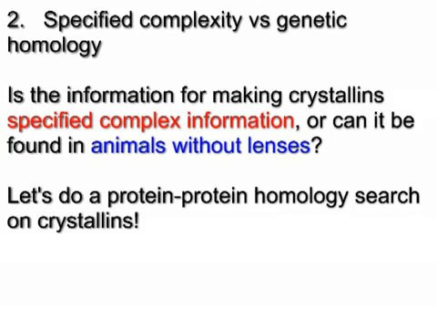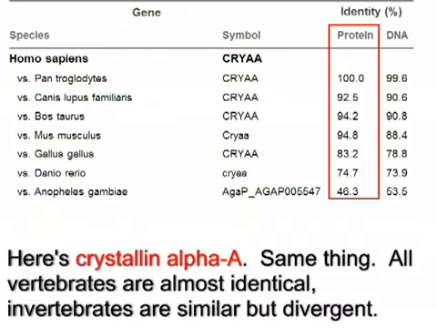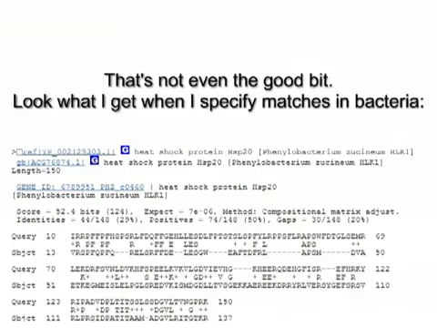Well, let's do a protein-protein homology search on crystallins. Here's the homology for crystallin alpha B. All vertebrates have about the same sequence. Invertebrates have some differences. Here's crystallin alpha A. Same thing. All vertebrates are almost identical. Invertebrates are similar but divergent. That's not even the good bit.